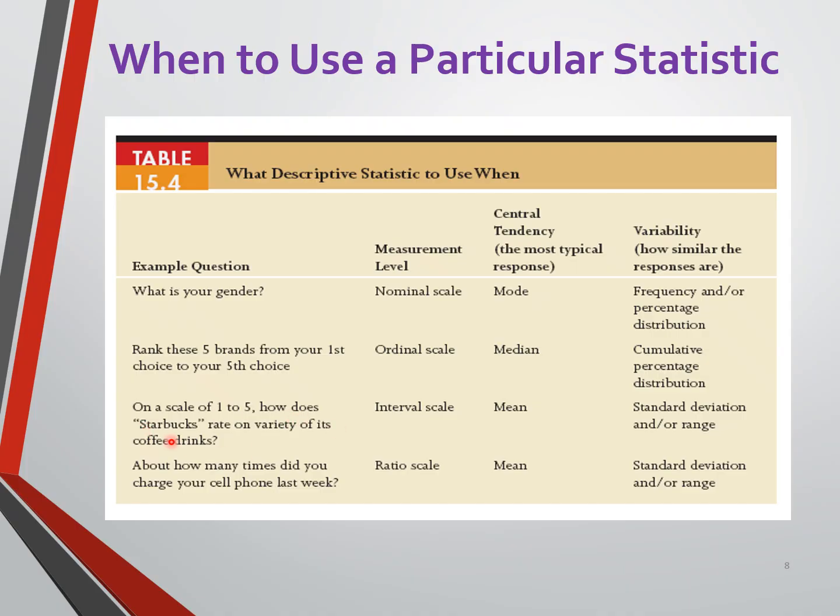On a scale of 1 to 5, how do you rate Starbucks on its variety of coffee drinks? There we use the interval scale, and the value used is going to be the mean. And we can work out the variability by taking into consideration the standard deviation and the range. The same thing is done by us for the ratio scale.